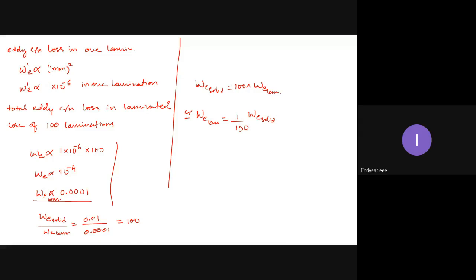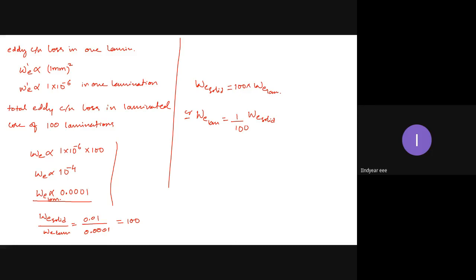If I don't use a laminated core in any machine, the machine will not last for a few hours, forget about a few years. Now, all of us know transformers operate for years together. Instead of using a laminated core, if I use a solid core in a transformer, a transformer that will operate for 10 years at a stretch will not operate for even 10 hours at a stretch.